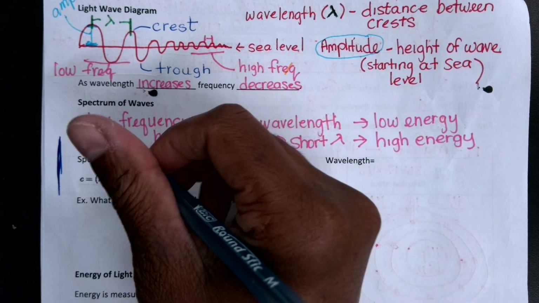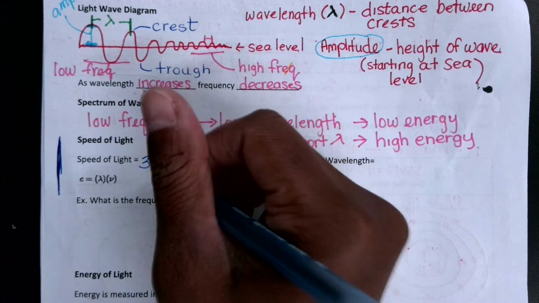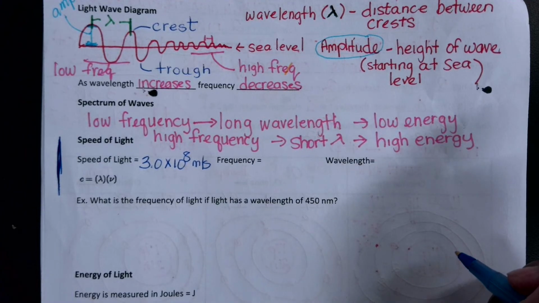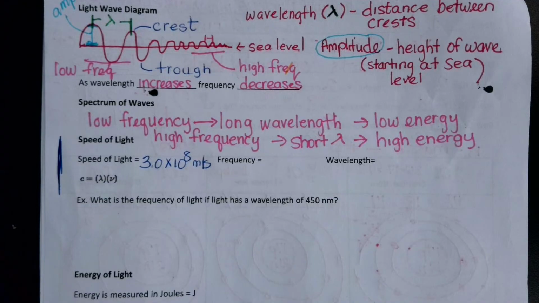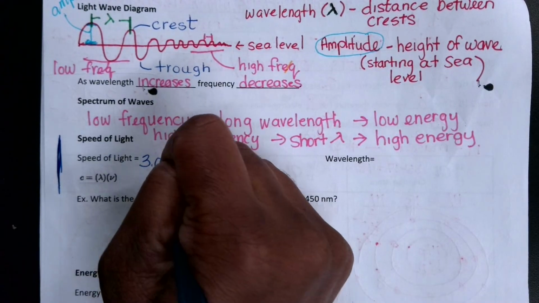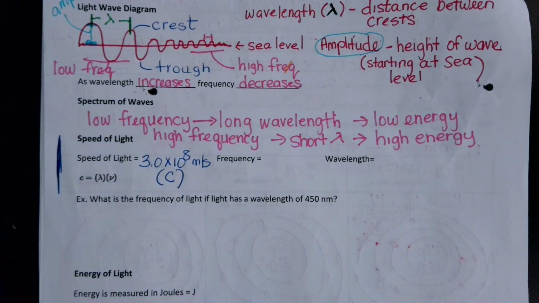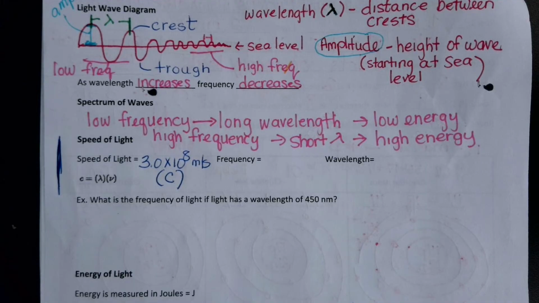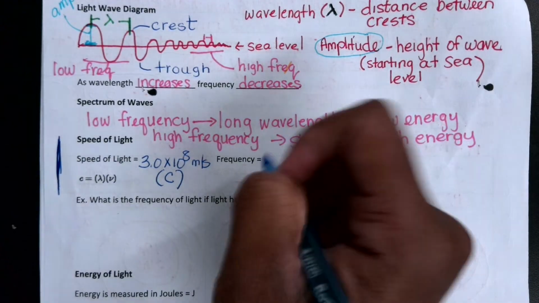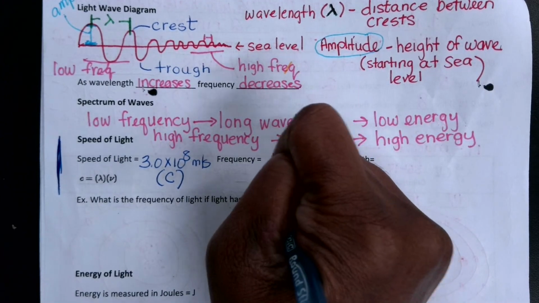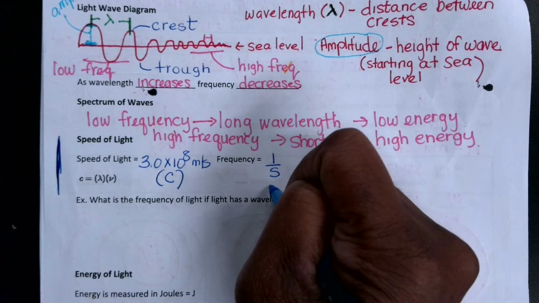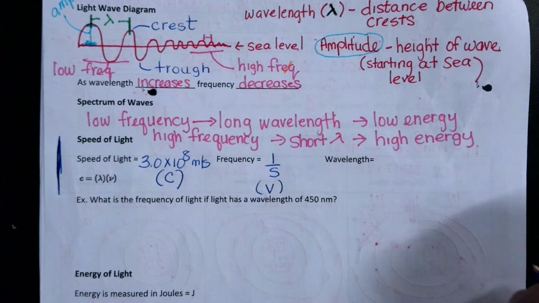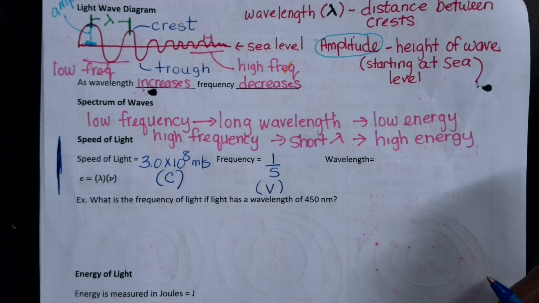So they all travel at 3.0 times 10 to the 8th. So that's the letter C. This is the speed of light, the C in the formula. Frequency, the unit is 1/seconds. And this is like a cursive V, but I just write V. That's the symbol you'll see.